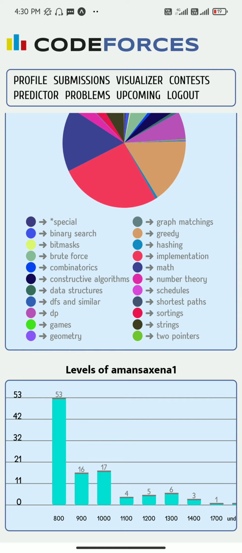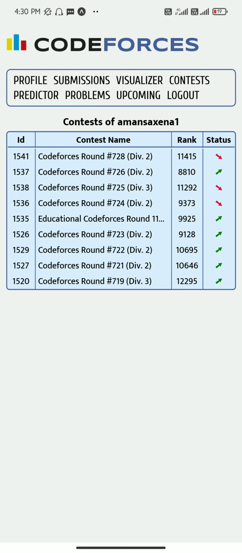Moving on to the next part, that is contest. Here the user can see all his participated contests, his rank and status in each contest. The green arrow represents the increase in rating and the red arrow represents the decrease in rating. Next, we have predictor.